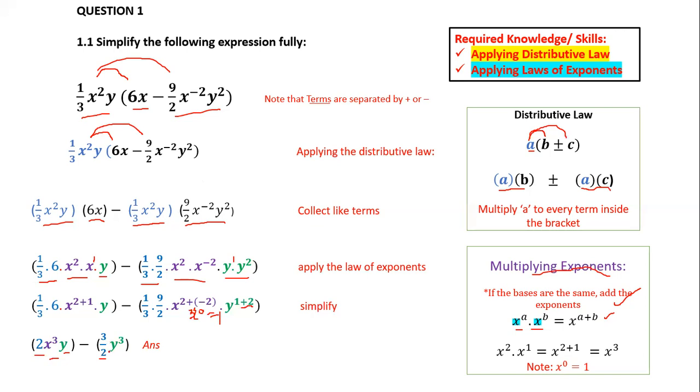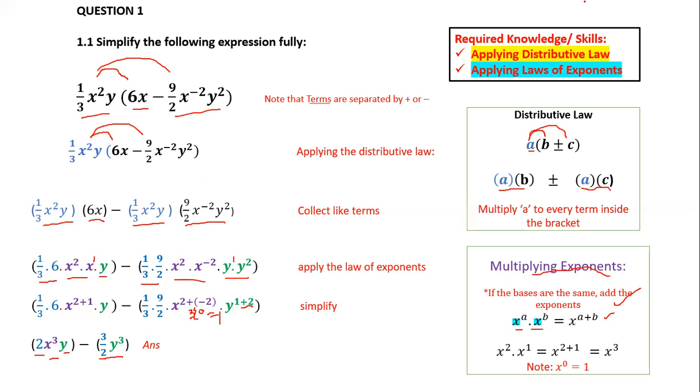We can write the 1, but we don't have to. So this will be our final answer: 2x to the power 3 y minus 3/2 y to the power 3.